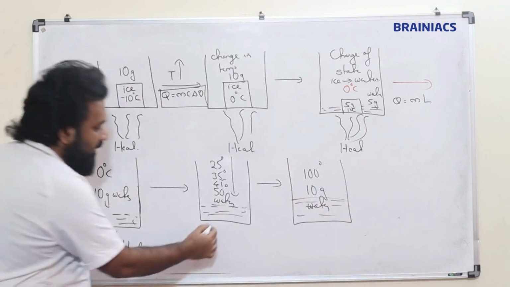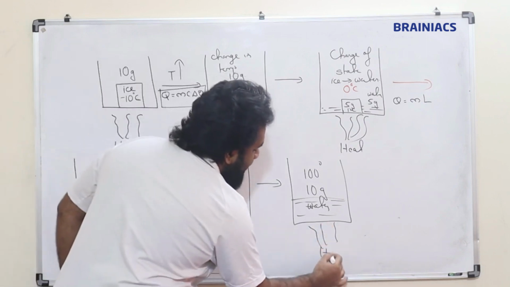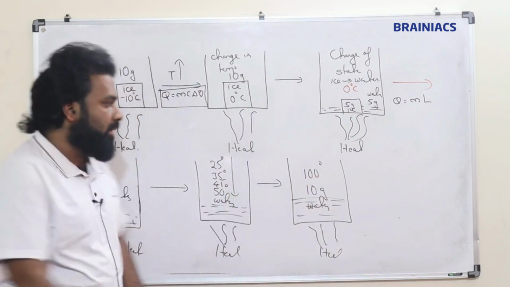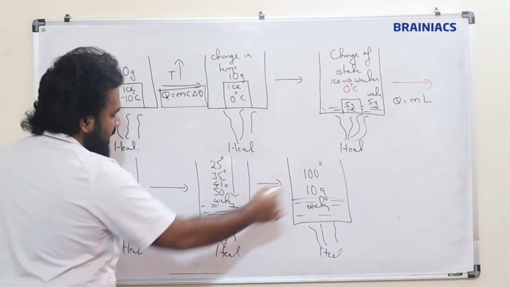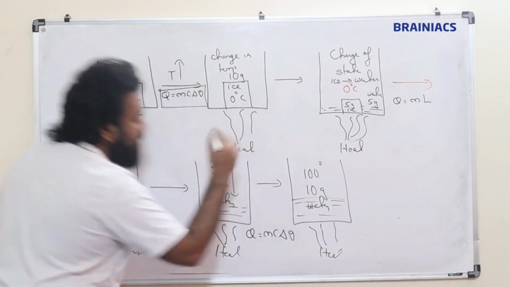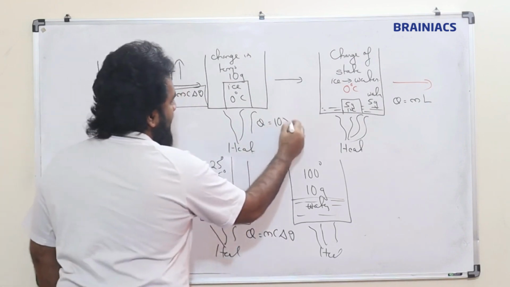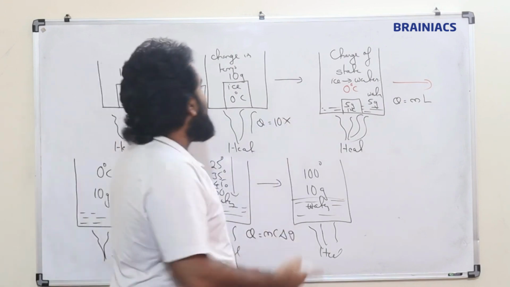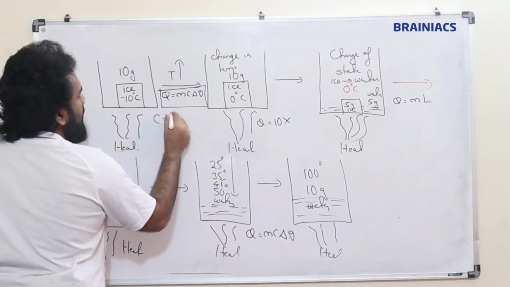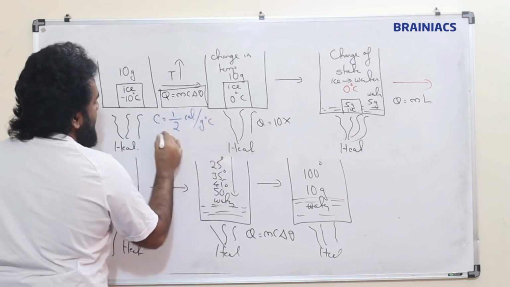If we keep on applying heat, the temperature of the water will keep on increasing, and finally it will become 100 degrees Celsius. So how much heat will be required for this entire process? I could say Q is equal to mc delta theta. So how much will that be? Q is equal to mass, 10 gram, into C. So here I will write C is equal to 1 by 2 calorie per gram degree Celsius for ice.